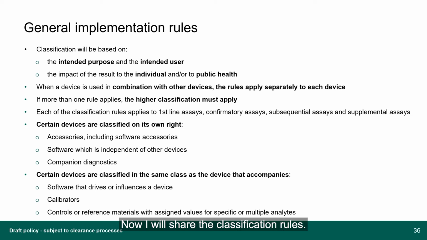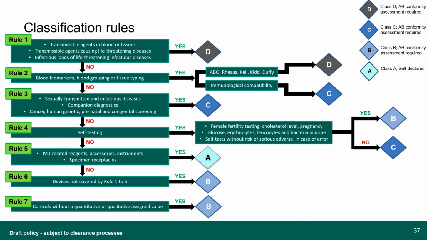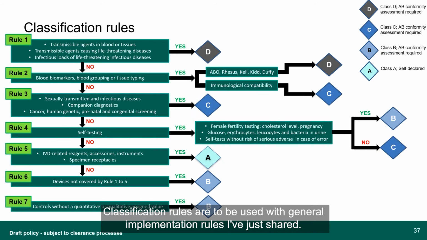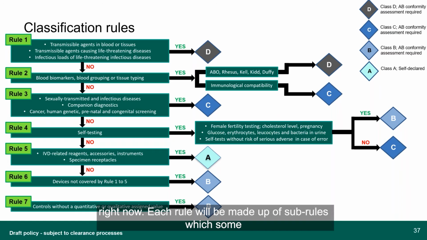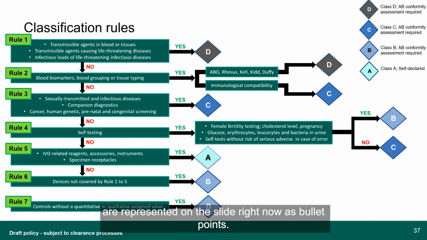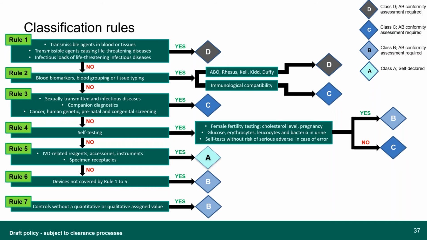And now I will share the classification rules. Next slide, please. Classification rules are to be used with the general implementation rules I've just shared. There are 7 rules that can be read on the screen right now. Each rule will be made up of sub-rules, some of which are represented on the slide as bullet points.